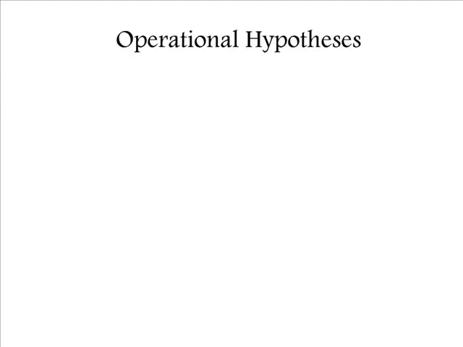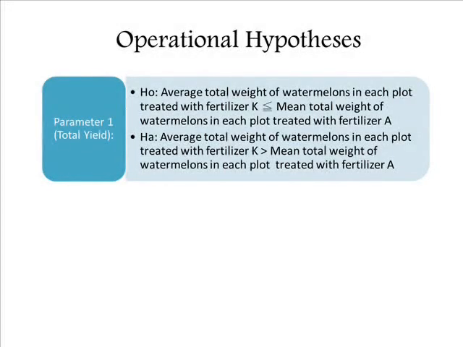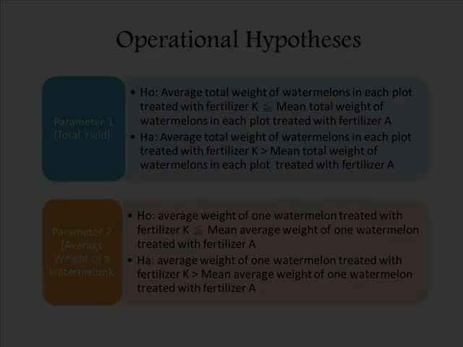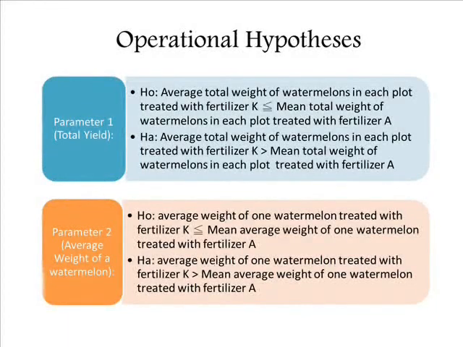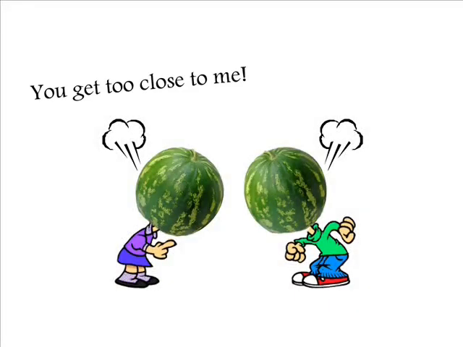Operationally, we have two null hypotheses. The first one is the average total weight of all watermelons in a plot treated with fertilizer K will be smaller than or equal to that with fertilizer A. The second one is the average weight of one single watermelon treated with K will be smaller than or equal to that with A.